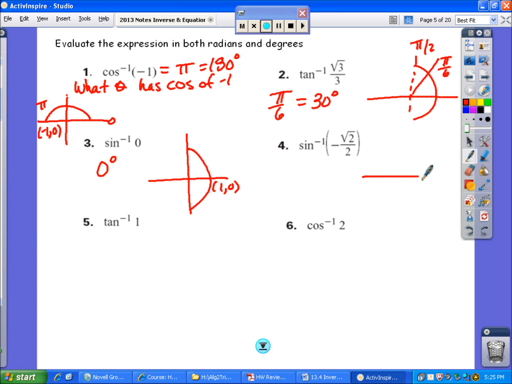Alright, sine again. My restrictions are between negative pi over 2 and positive pi over 2. Since we want our result to be negative, we know sine is negative in the fourth quadrant. So we're going to have an angle down in the fourth quadrant. What family is this? Hopefully said the 45 family. But since we want to be in the fourth quadrant and I'm restricted between negative pi over 2 and positive pi over 2, my answer is going to be negative pi over 4, which is equal to negative 45 degrees.